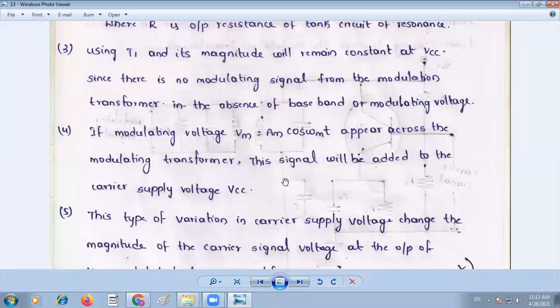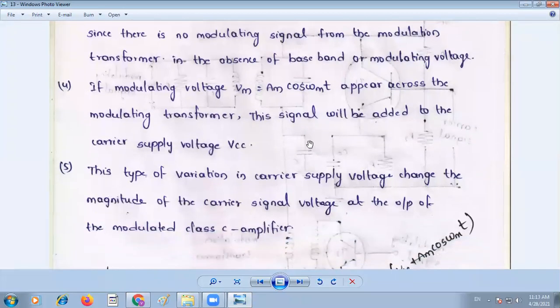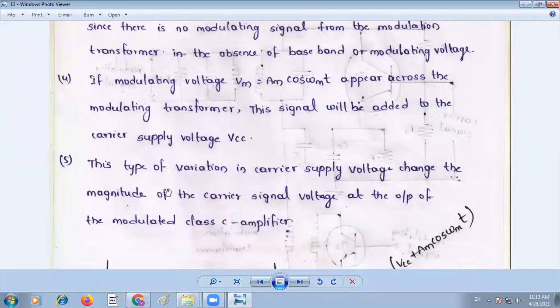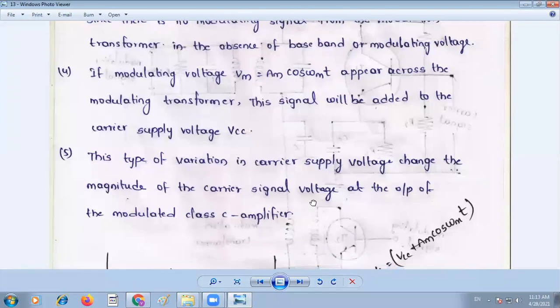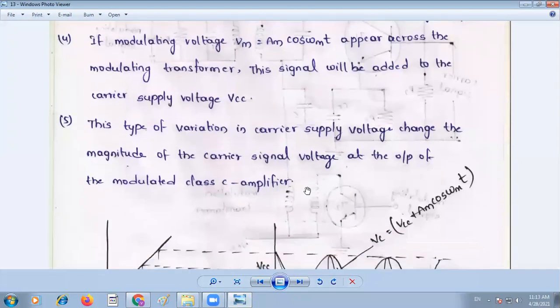Now the signal is added to the carrier supply voltage VCC. Now the carrier supply voltage varies. This type of variation in the carrier supply voltage changes the magnitude of the carrier signal voltage at the output of the Class C power amplifier. Class C power amplifier means that whenever we give the modulator signal to T2 transformer, that is given to the modulation transformer.